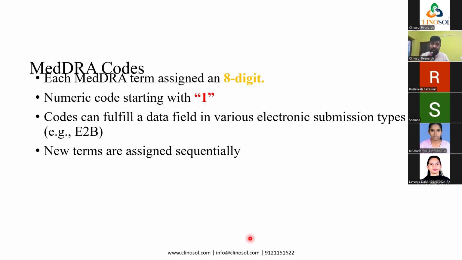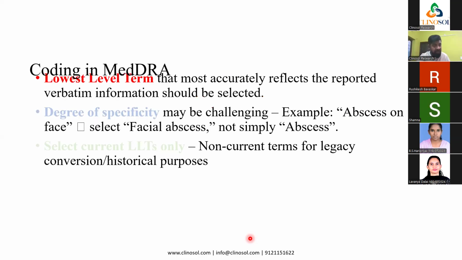New terms can be assigned sequentially or continuously. There are other things, which is the low-level term. The most accurate term reflects what is reported verbatim, so the most accurate is the low-level term. The degree of specificity we can also give. Only current LLTs can be given. Non-current terms, which are historic, cannot be given. Historic terms cannot be given in LLTs.